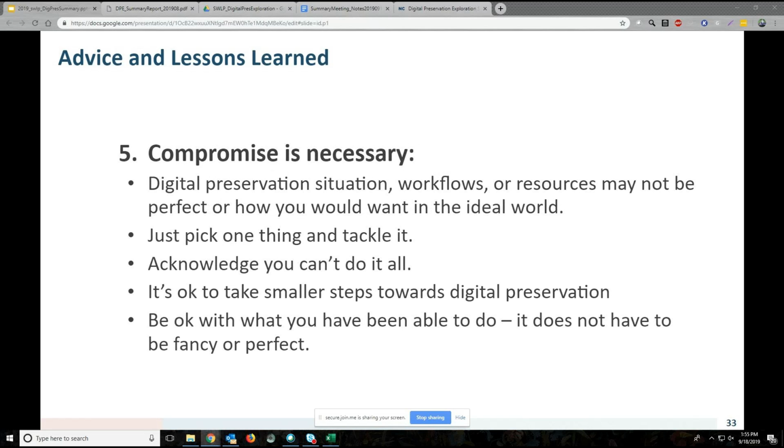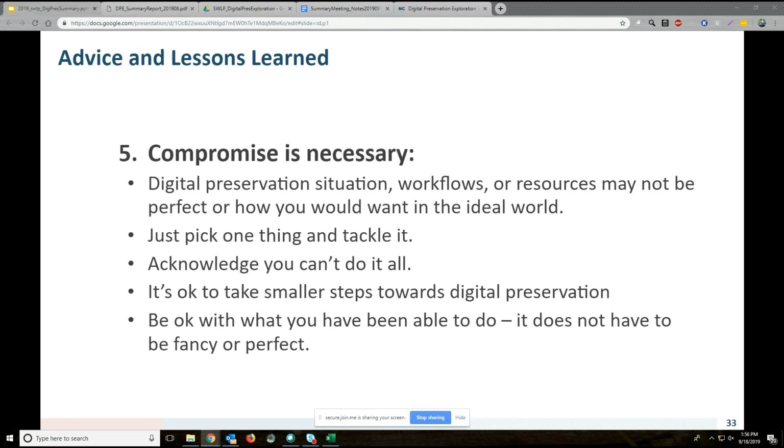Compromise is necessary. Digital preservation situations, workflows, and resources may never be perfect or how you would want them in the ideal world, but you still need to continue moving forward and to have something, because the value of digital preservation in and of itself does exist. Pick one thing and tackle it, helping push something further along instead of ignoring it or letting it just stay festering.